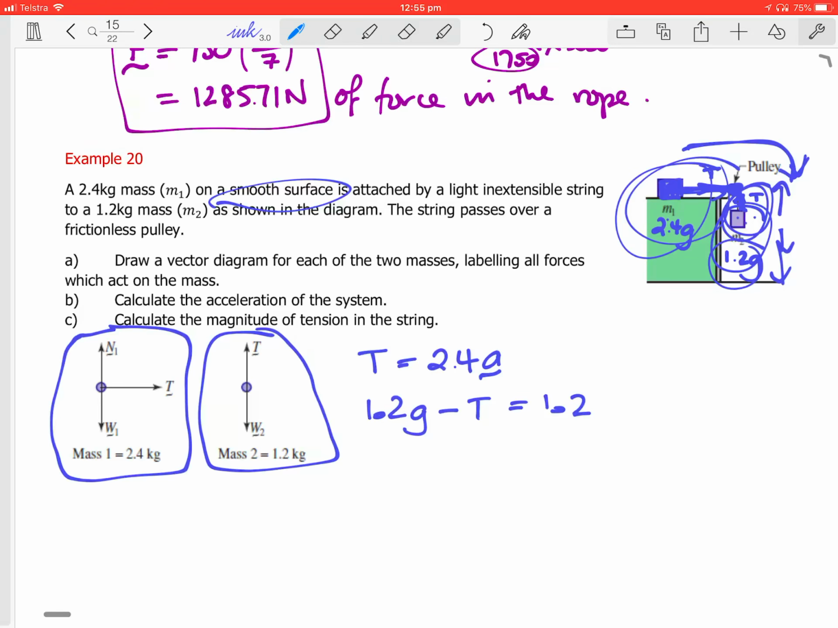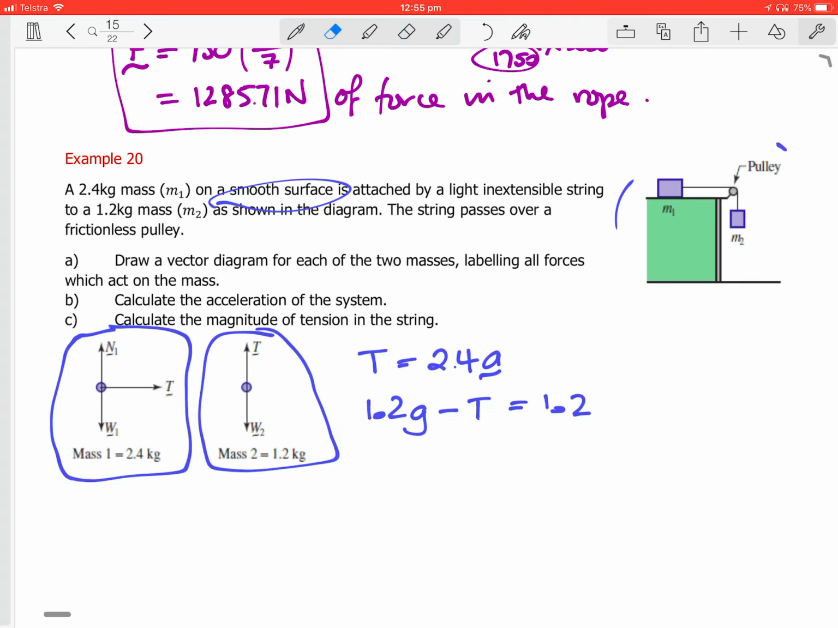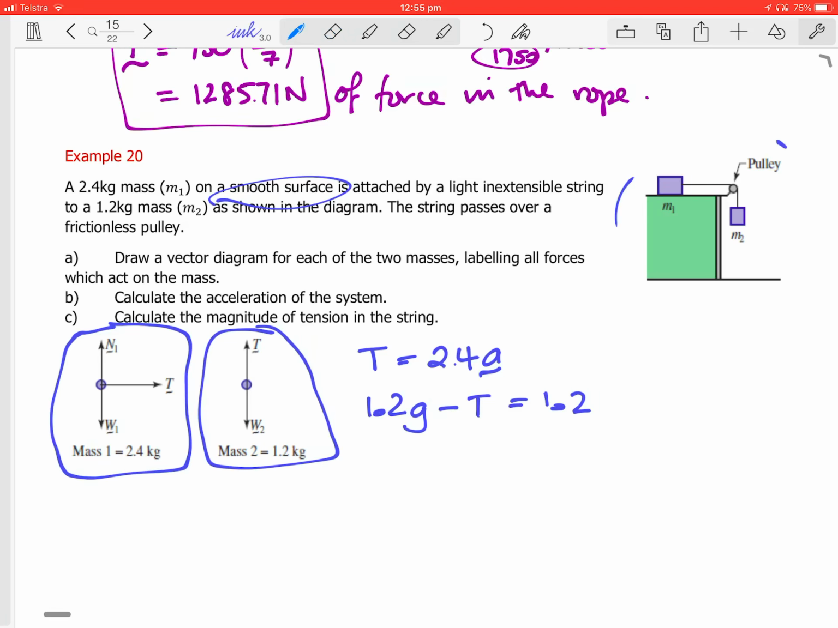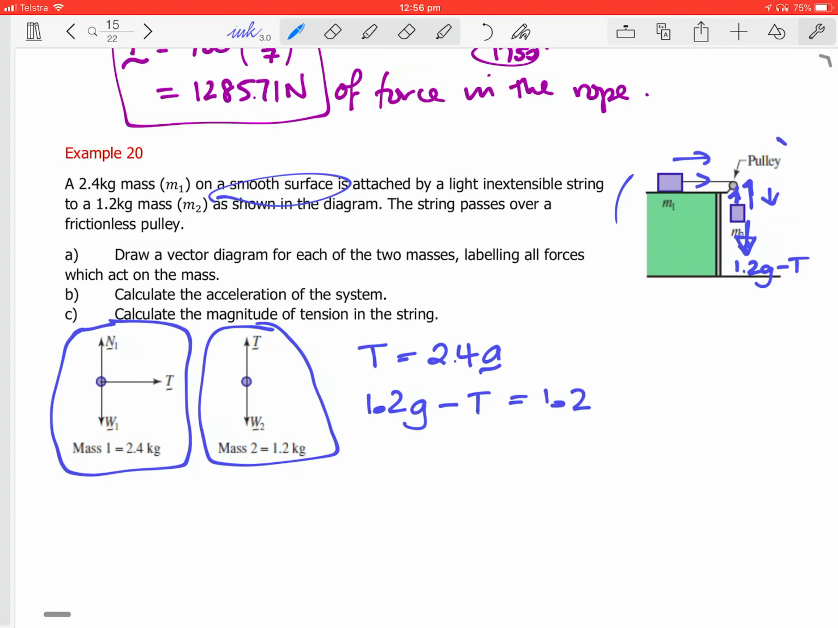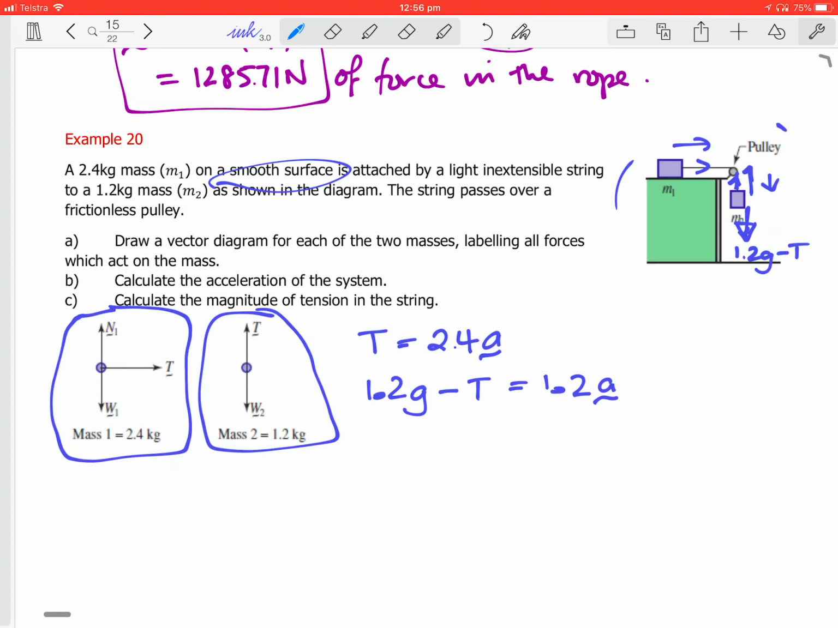So here, if tension is going, I'm going to have tension going that way for this system because it's accelerating to the right and then down. And then here, my tension is going to be going upwards. So this would be 1.2g minus T, 1.2g down, minus T up, and that equals 1.2 times my acceleration. Okay, that sounds better.